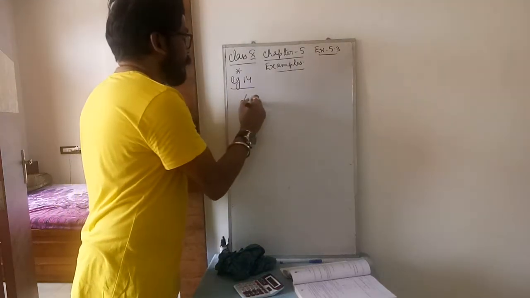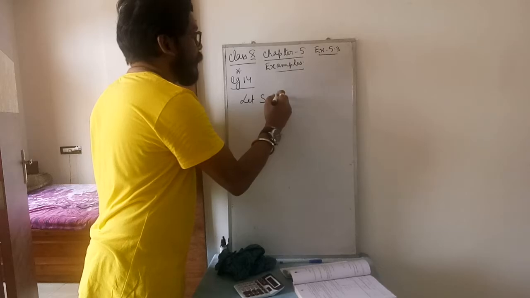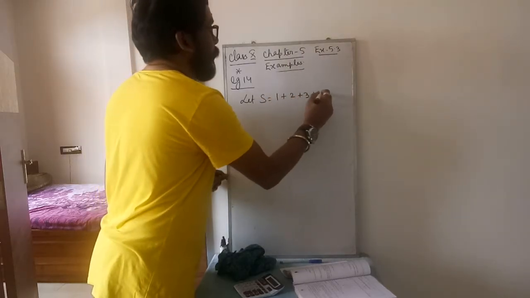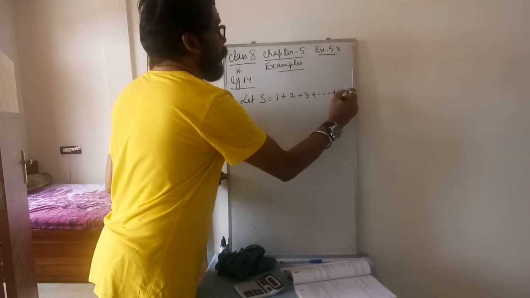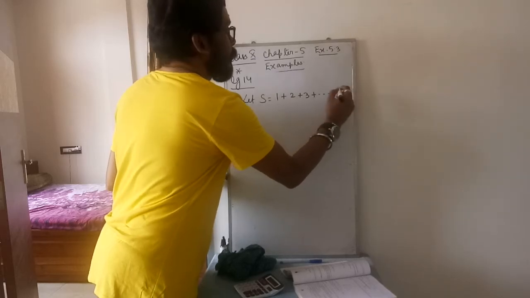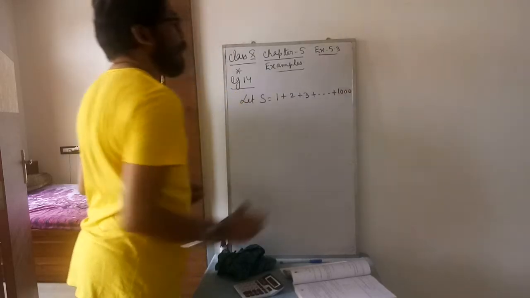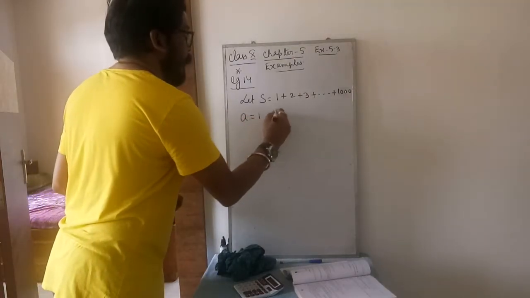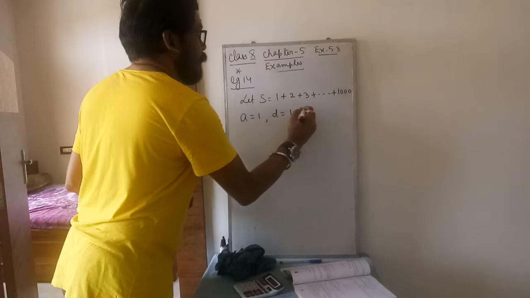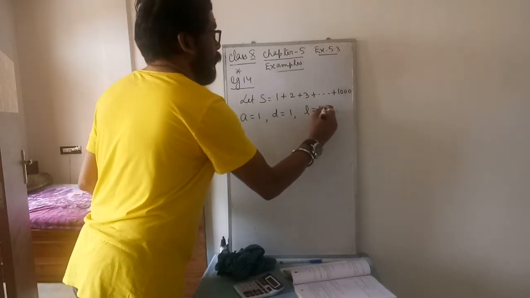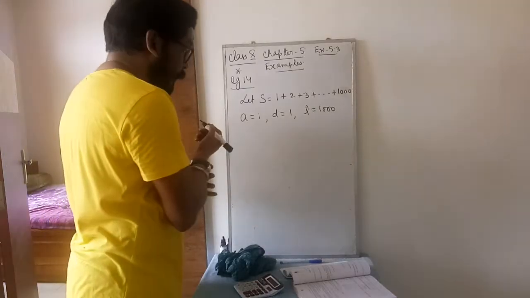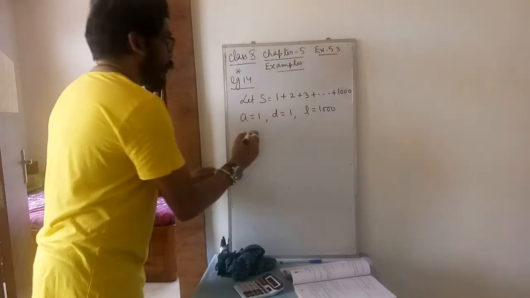So let S equal to the sum of the first 1000. You start from 1 plus 2 plus 3 plus dot dot dot, the last will be 1000. So I have to find the sum of this. Here a is 1, d is 2 minus 1, that is 1, l is 1000. So you can use a shortcut here.